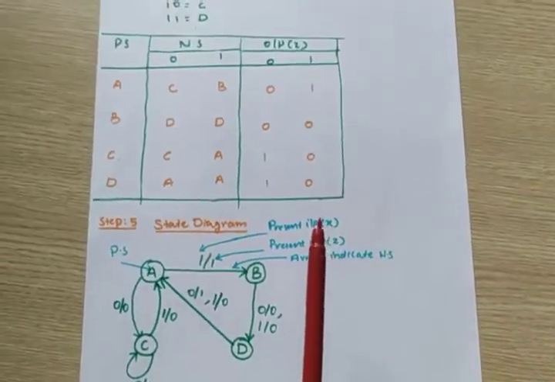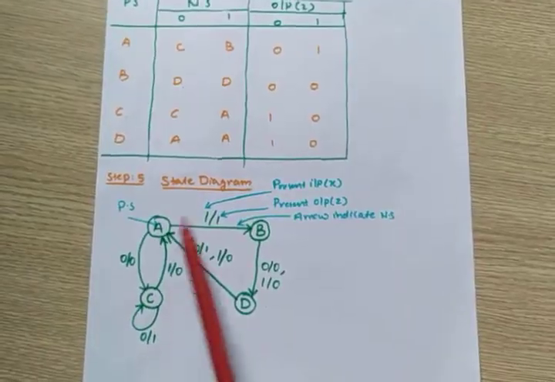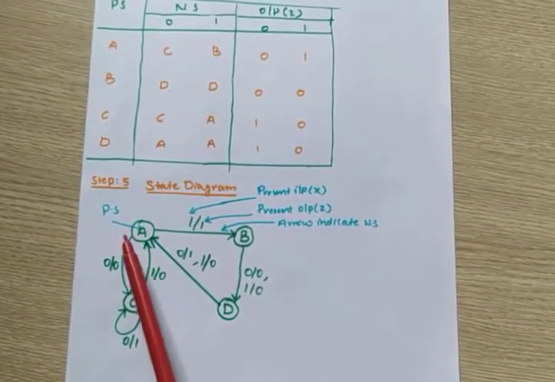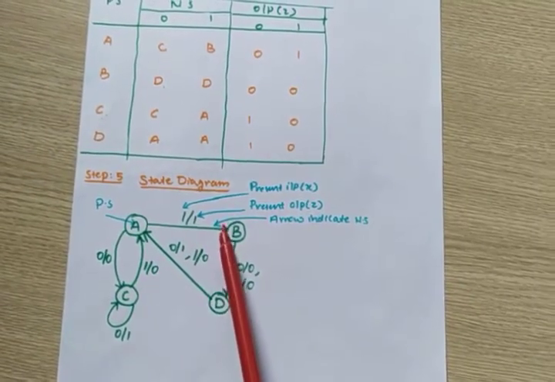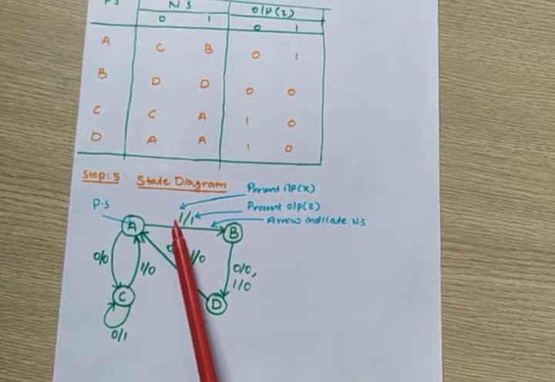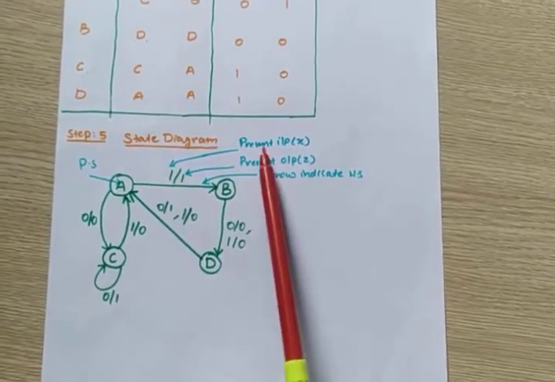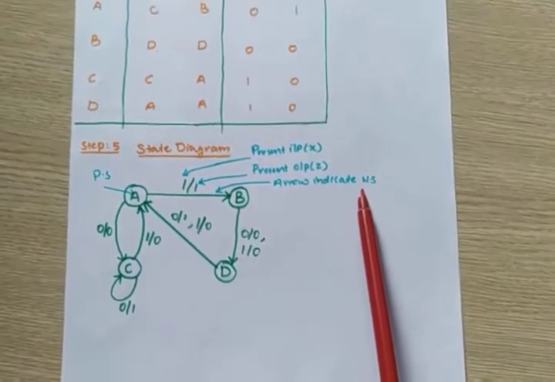How to draw the state machine? You have 4 states A, B, C, D. So you will write 4 states A, B, C, D. Okay, so A is the present state. This is the next state arrow. The first letter indicates the input, and after the slash the next letter indicates the output. This is input, output. This arrow indicates the next state.